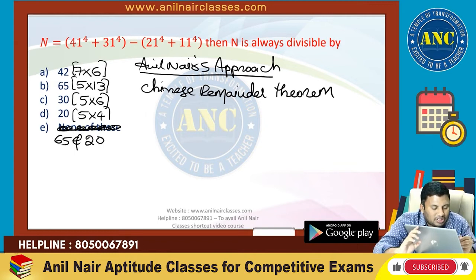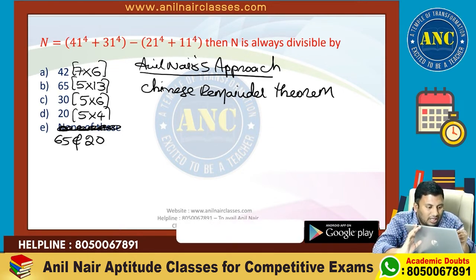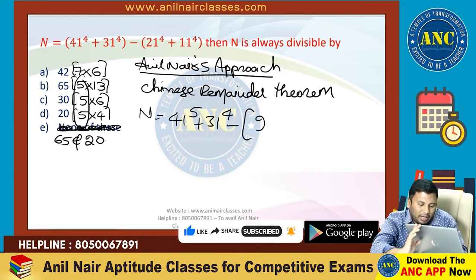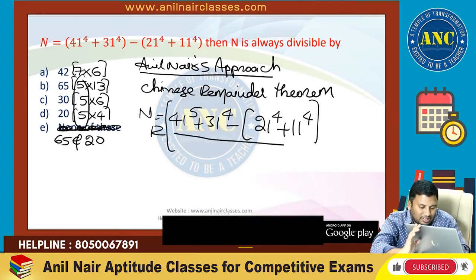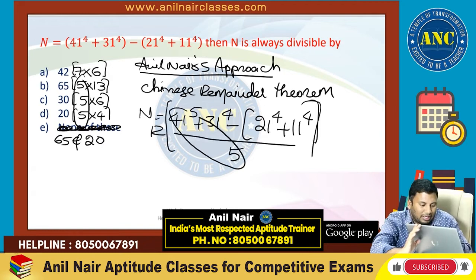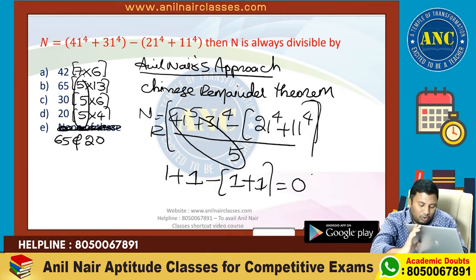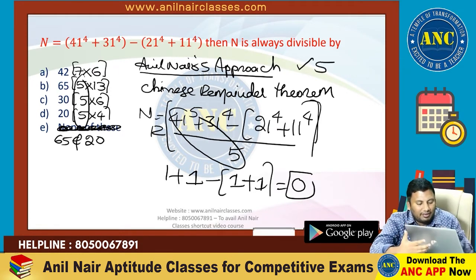So, there is an option 65 and 20. If 20 is incorrect, option D and option E both will go away. So, in all these, what is the number which is common? 5. Let me start with 5. 41 power 4 plus 31 power 4 minus of 21 power 4 plus 11 power 4. If I divide by 5, first I am checking with 5. 5 8s are 40, remainder 1. 5 6s are 30, remainder 1. 5 4s are 20, remainder 1. 5 2s are 10, remainder 1. 2 minus 2 is 0. That means it is divisible by 5. 5 is guaranteed.